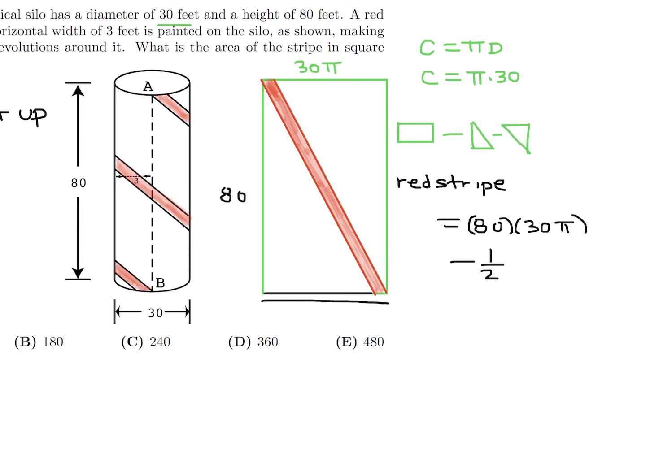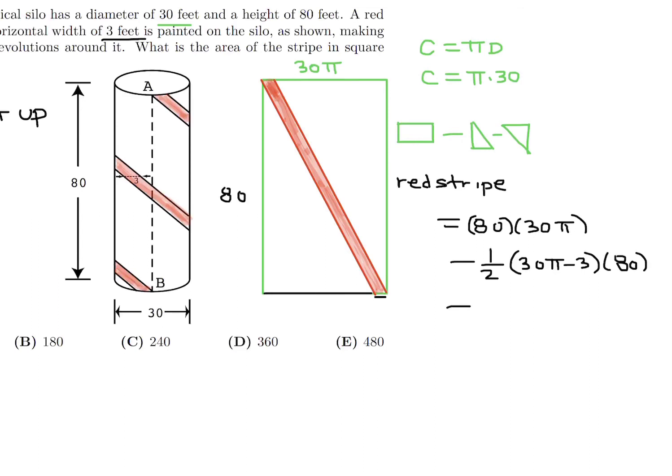Now notice, be careful, it's not the full length, right? It's not the full length from there to there. It is the full length subtract something. Subtract what? This little length right there. What is that length? They tell you it's 3. They tell you in the diagram and they tell you in the question. So 1/2 base is 30 pi minus 3. And then times height, which is 80.